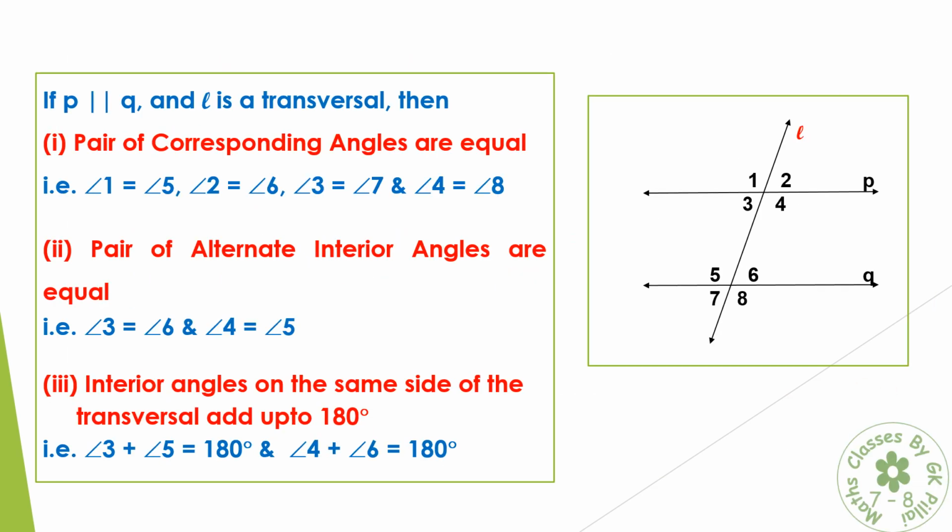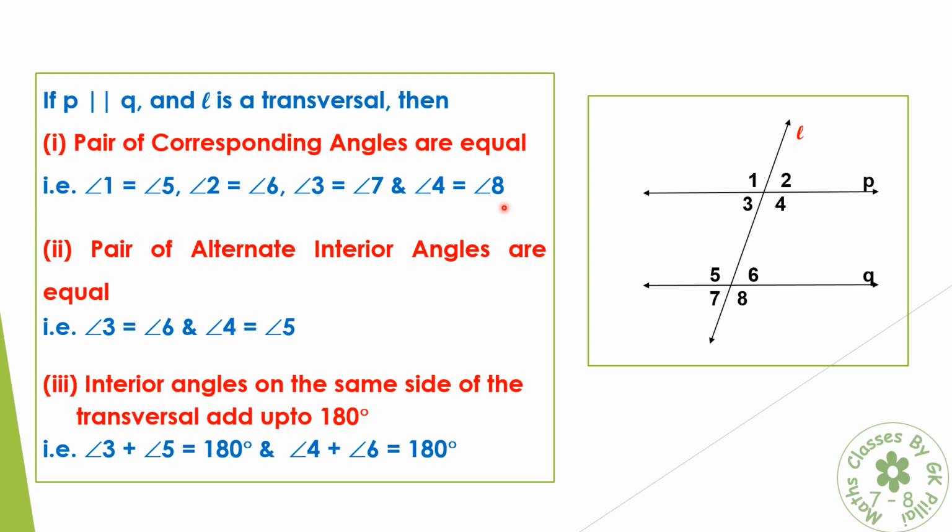Many of the questions in the chapter are related to the properties of parallel lines. Here P is a line parallel to Q and L is a transversal. We get angles 1 and 5, 2 and 6, 3 and 7, 4 and 8 as the pairs of corresponding angles, and these are equal. 1 equal to 5, 2 equal to 6, 3 equal to 7 and 4 equal to 8.